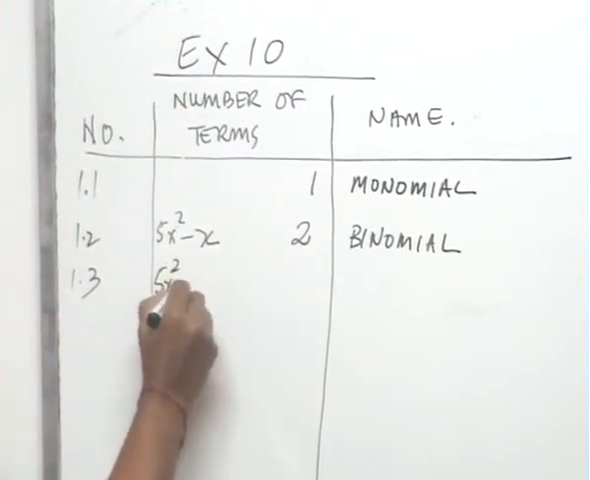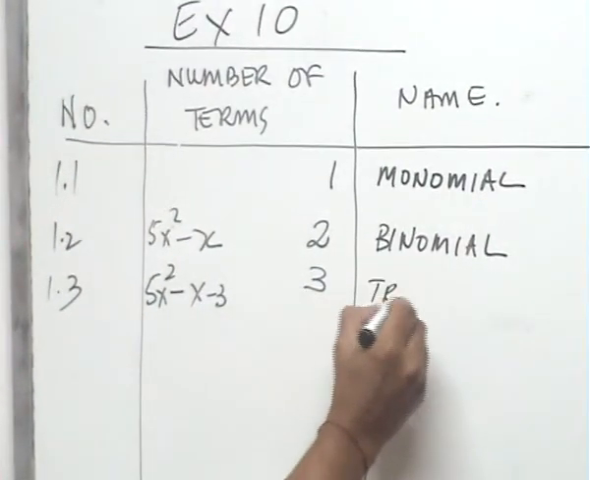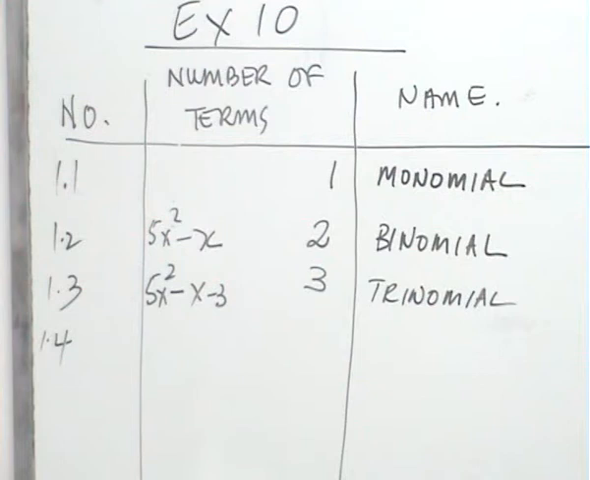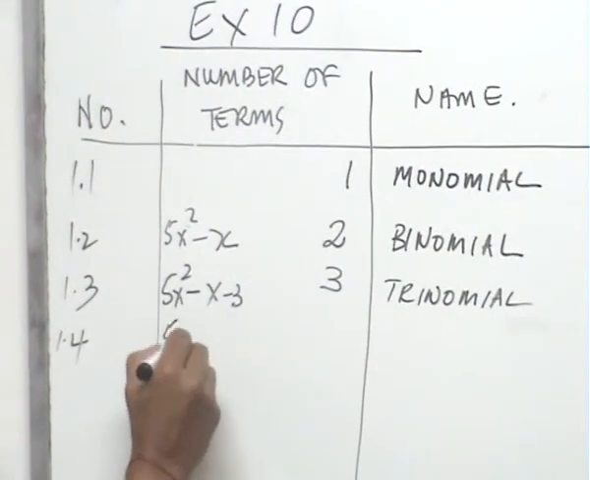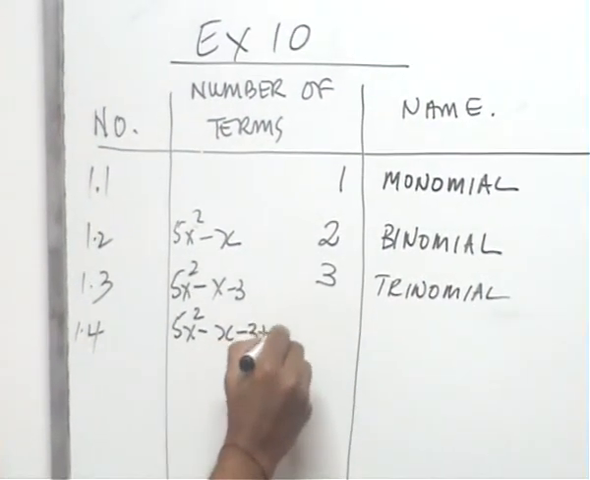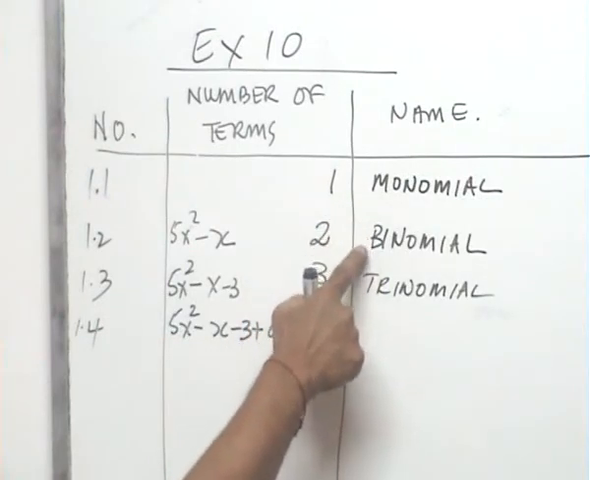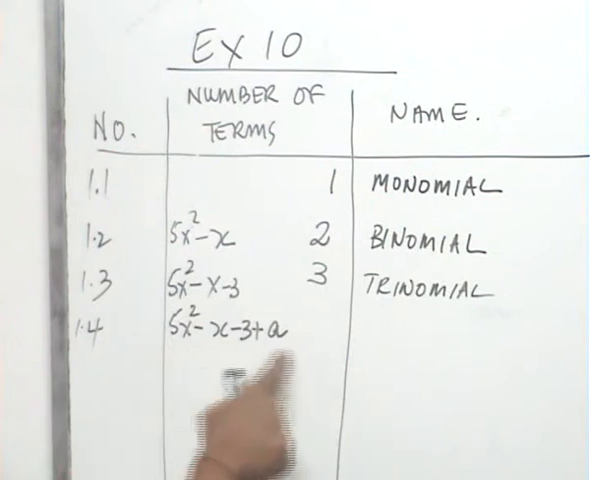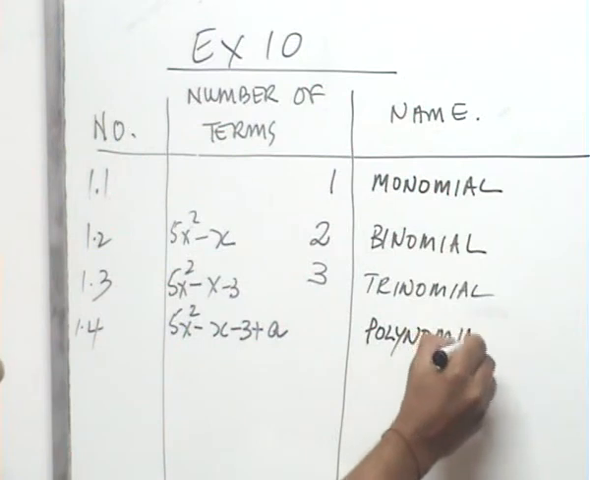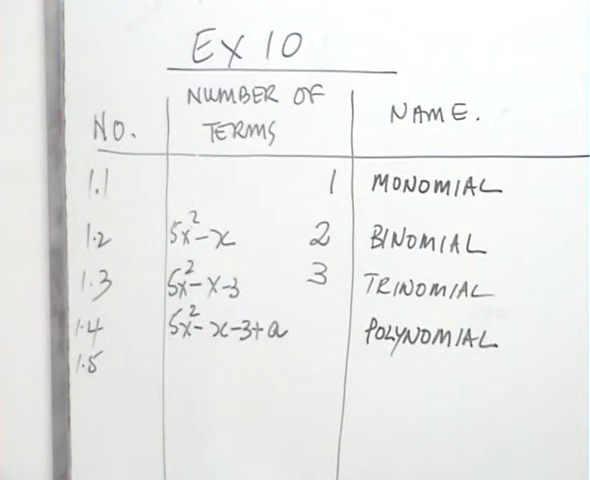1.3, 5x squared minus x minus 3. So there's 3 terms here. So this is a trinomial. 1.4, 5x squared minus x minus 3 plus a. Now there's 4 terms here. So we only got names for 1 term, 2 term and 3 term. Therefore the name we have to use for this one is polynomial.